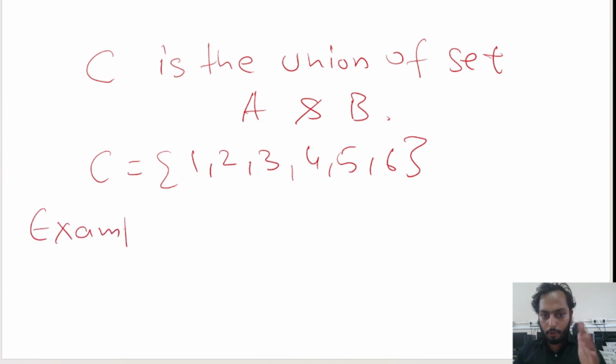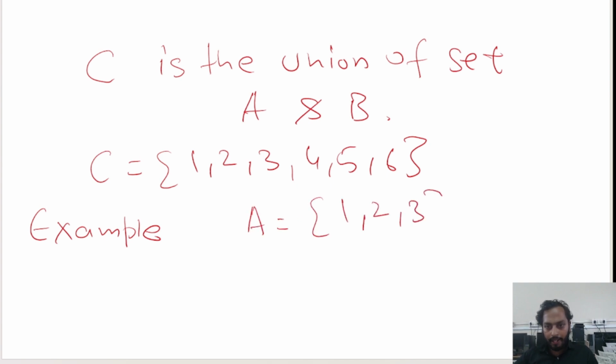I will give you almost 5 or 6 examples to clear out the union, but I hope it's easy. Let's say I have set A, which has 3 elements again, 1, 2 and 3, the first 3 natural numbers, and my set B is not the next 3 natural numbers, but 3, 4 and 5.